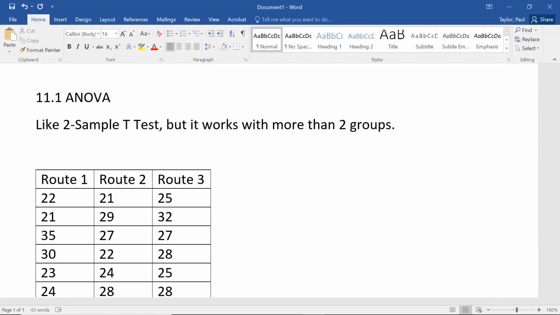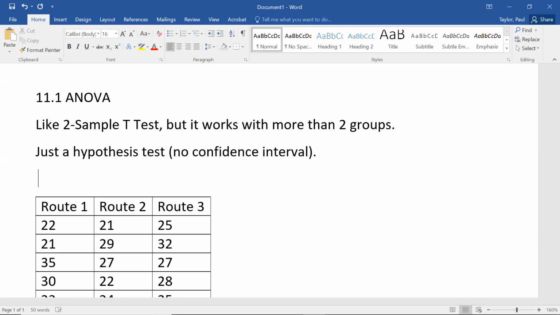And the two-sample t-test also produces a confidence interval for the difference between the means. ANOVA is strictly a hypothesis test, and it always has the same null and alternative hypothesis. So this is just a hypothesis test, no confidence interval. And the null hypothesis is always the same. The null hypothesis is that all the means are equal.